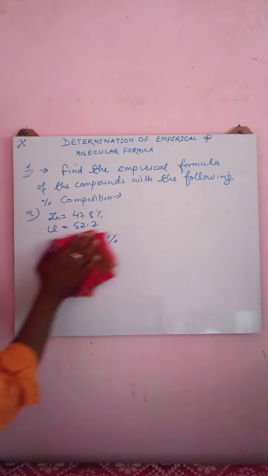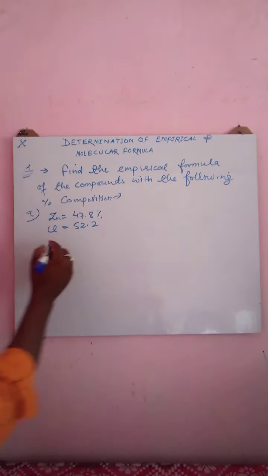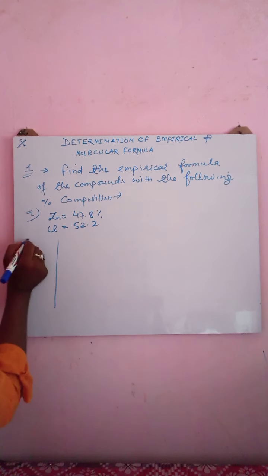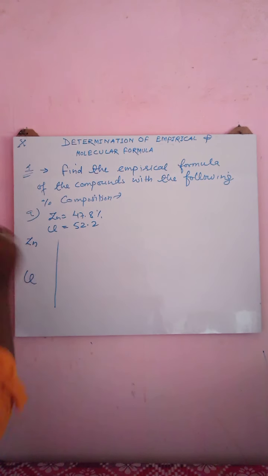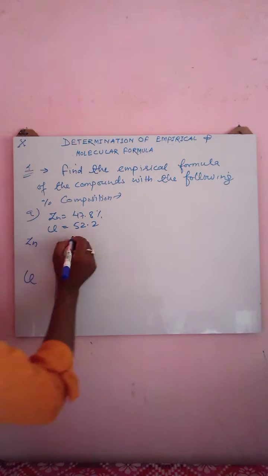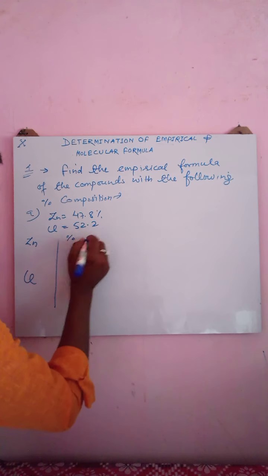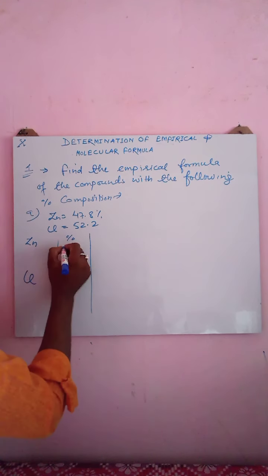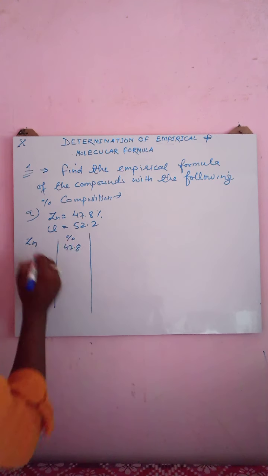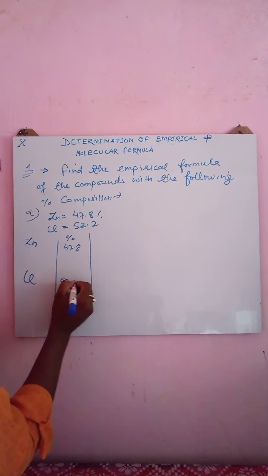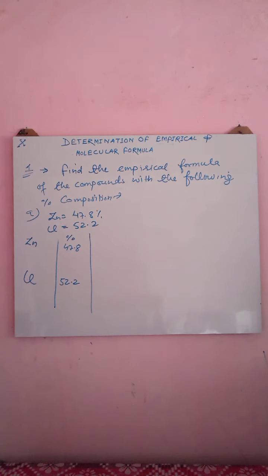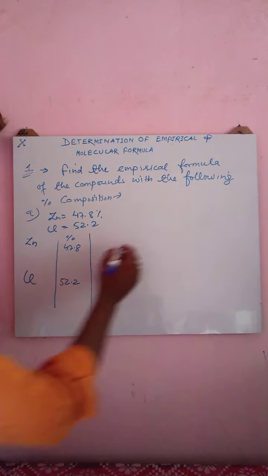First of all, you have to make a table. In the table, you will represent the different elements. Zinc and chlorine are present. Then write the percentage of the different elements given in the numerical: zinc 47.8% and chlorine 52.2%. Now after that, you have to find out the atomic ratio.